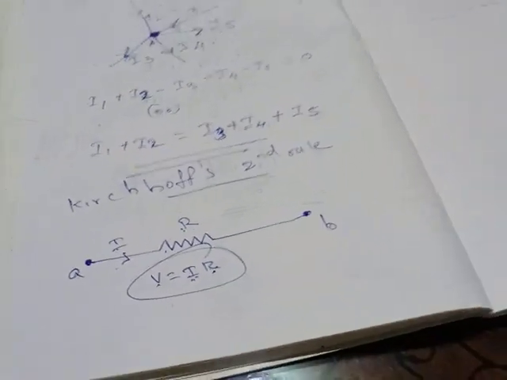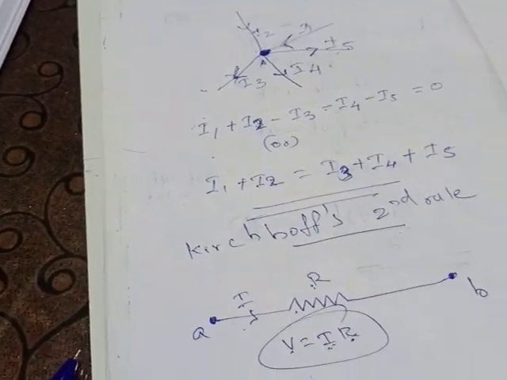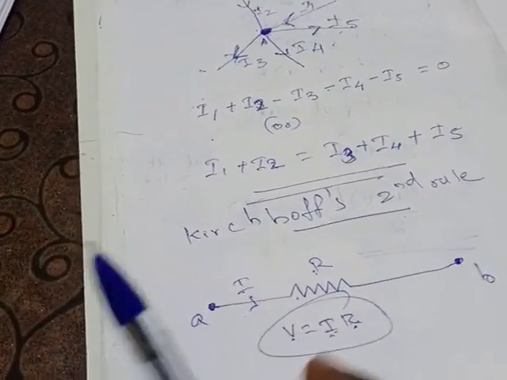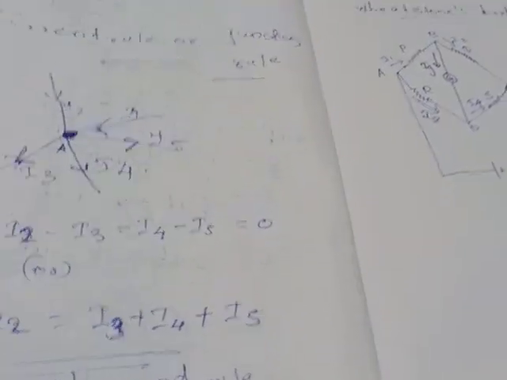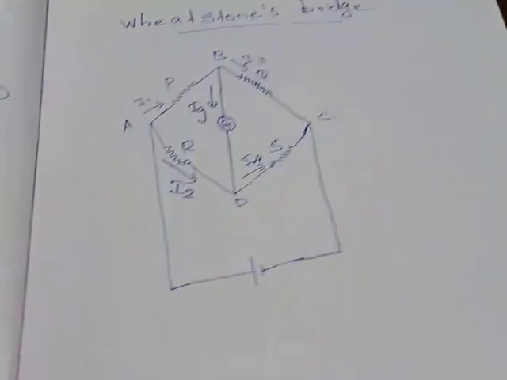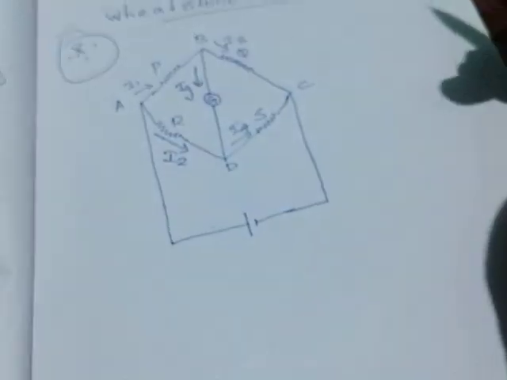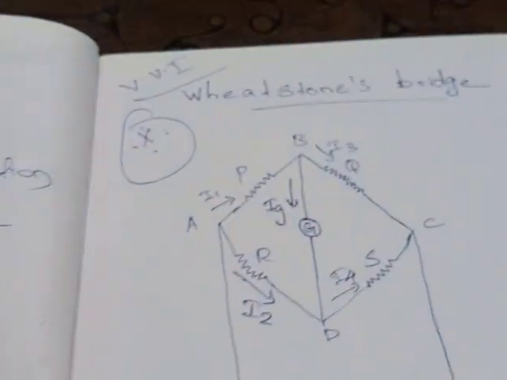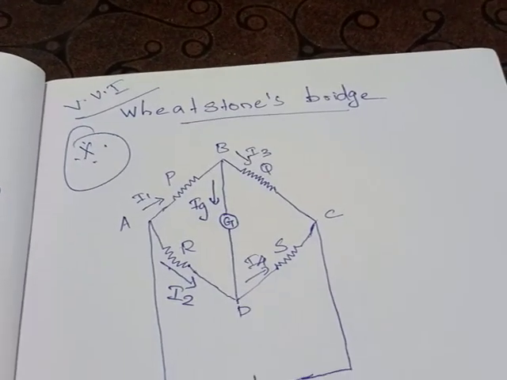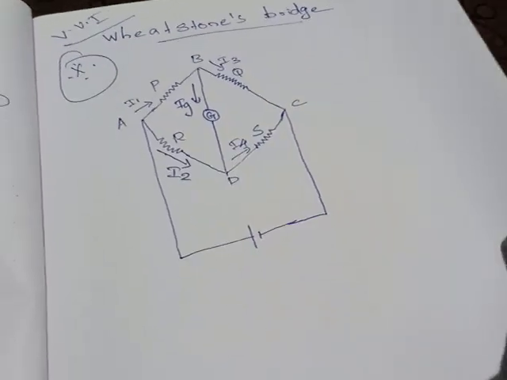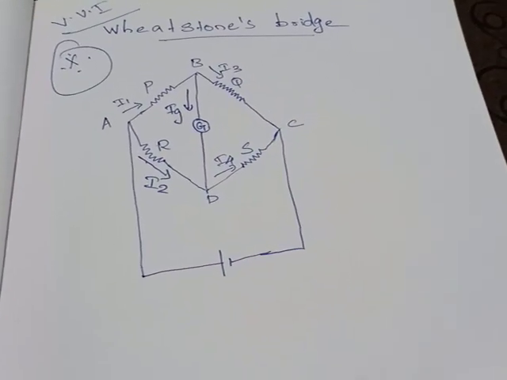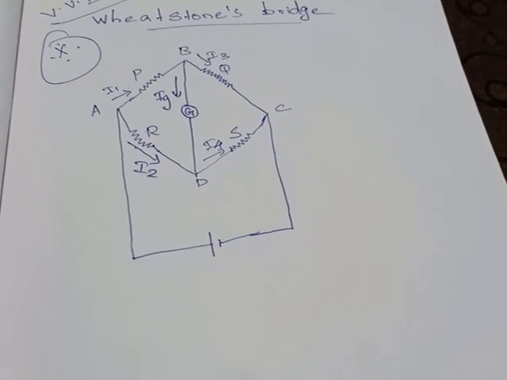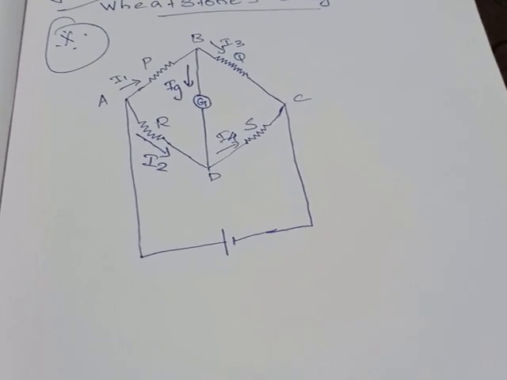Based on this, two applications are there. Based on this one application, that is what we are going to see next. It is a very important 5 mark question, Wheatstone bridge. It is a very simple question and a very important question.